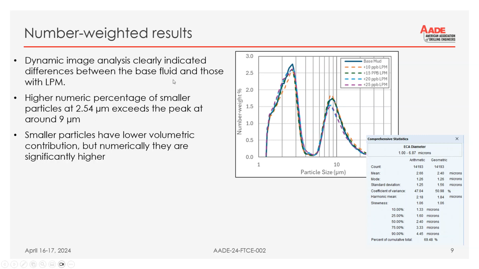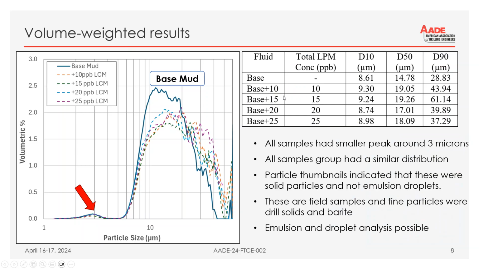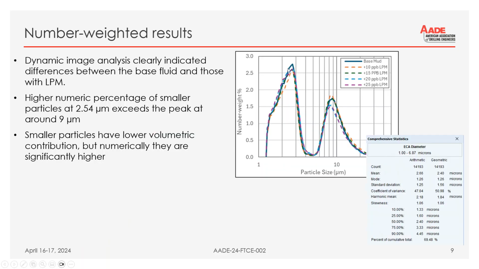When you look at the number weighted results, very big difference. If you notice for a volume weighted, you really don't see anything here other than this very small peak, which you would probably tend to ignore. And it's here for all the samples, right? Even though we're adding some LPM here and we're seeing differences here because they're large, not a whole lot of activity down here. But when you start looking at what's down here, there's a significant amount of particles.